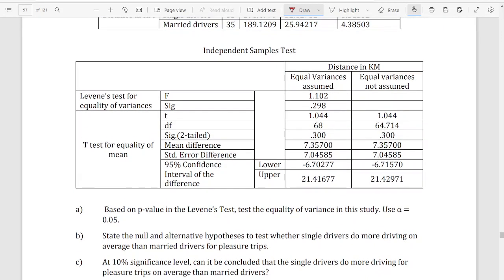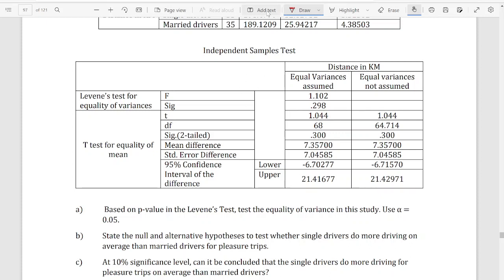The first question asks you, based on the p-value in the Levene's test, test the equality of variance in this study. So use alpha equal 0.05. So they ask you to test for the equality of variance.